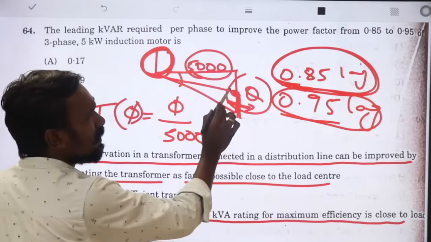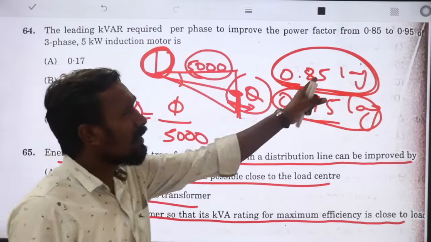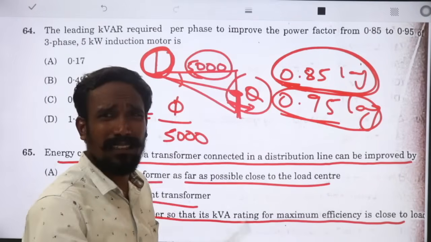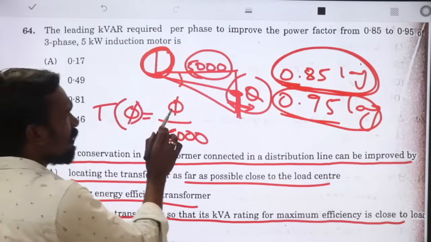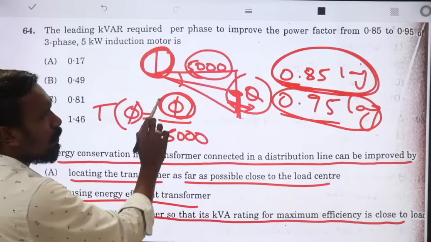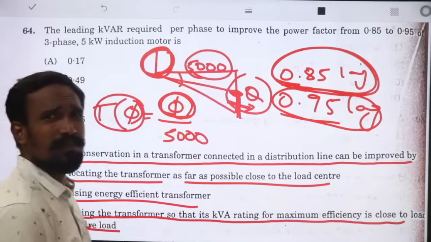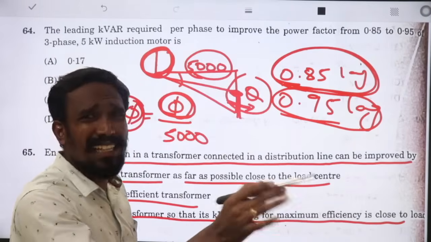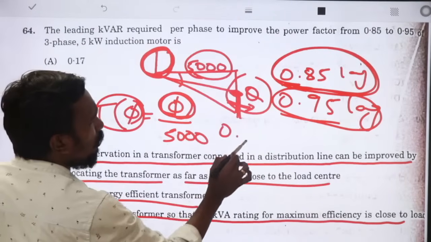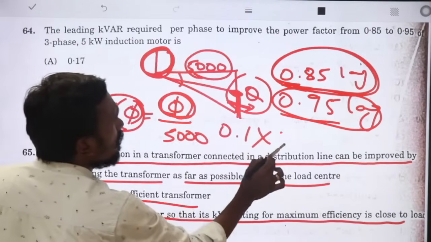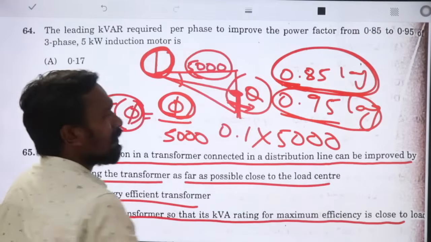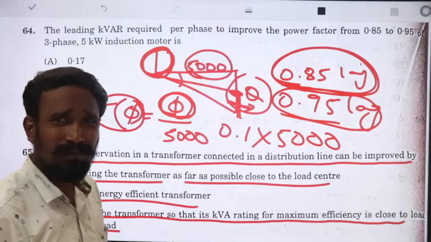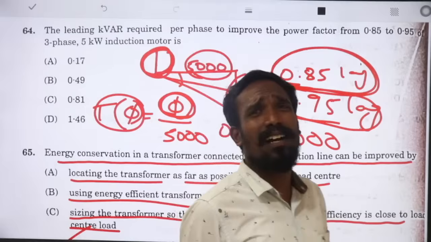So generally here, if you think broadly, the change is 0.1. This change is 0.1 because of this one. So we can easily analyze the answer. 0.1 times this 5000 is around 500. 500 kVAR is the answer.